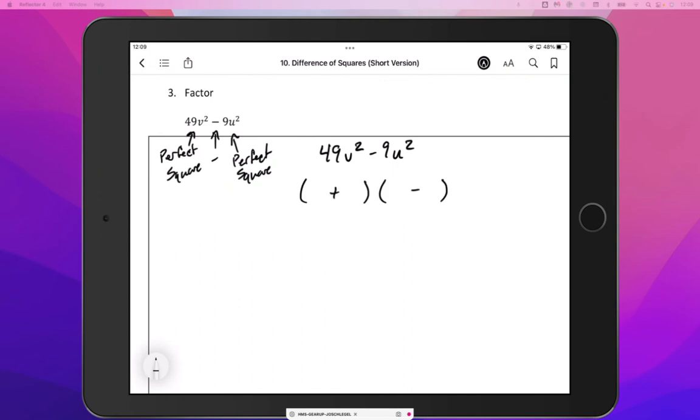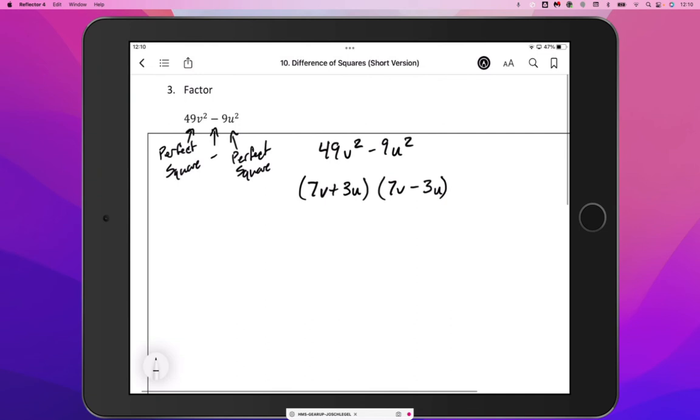Square root of 49v to the power of 2 is 7v. And I hate that they use v's and u's. They almost look the same and it gets confusing. So 7v on each side, plus 3u, and minus 3u. So again, the square root of 9 is 3. Square root of u squared is u. So bing, bang, boom. That's it for number 3.